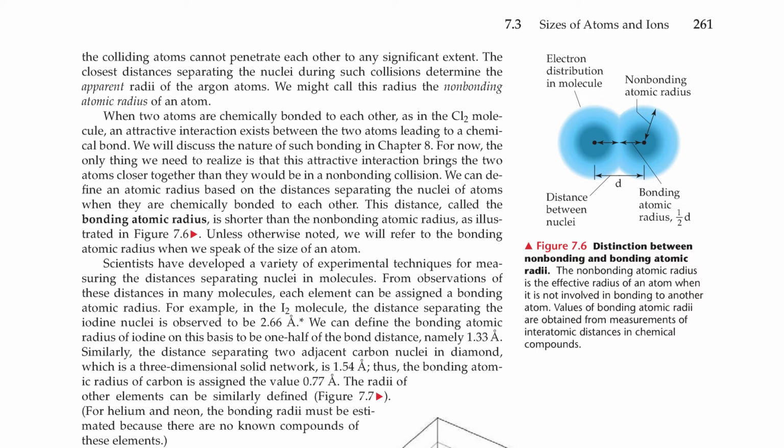For example, in the iodine molecule, the distance separating the iodine nuclei is observed to be 2.66 angstroms. We can define the bonding atomic radius of iodine to be 1/2 of the bond distance, namely 1.33 angstroms. Similarly, the distance separating two adjacent carbon nuclei in diamond, which is a three-dimensional solid network, is 1.54 angstroms. Thus, the bonding atomic radius of carbon is assigned a value of 0.77 angstroms. The radii of other elements can be similarly defined. For helium and neon, the bonding radii must be estimated because there are no known compounds of these elements.